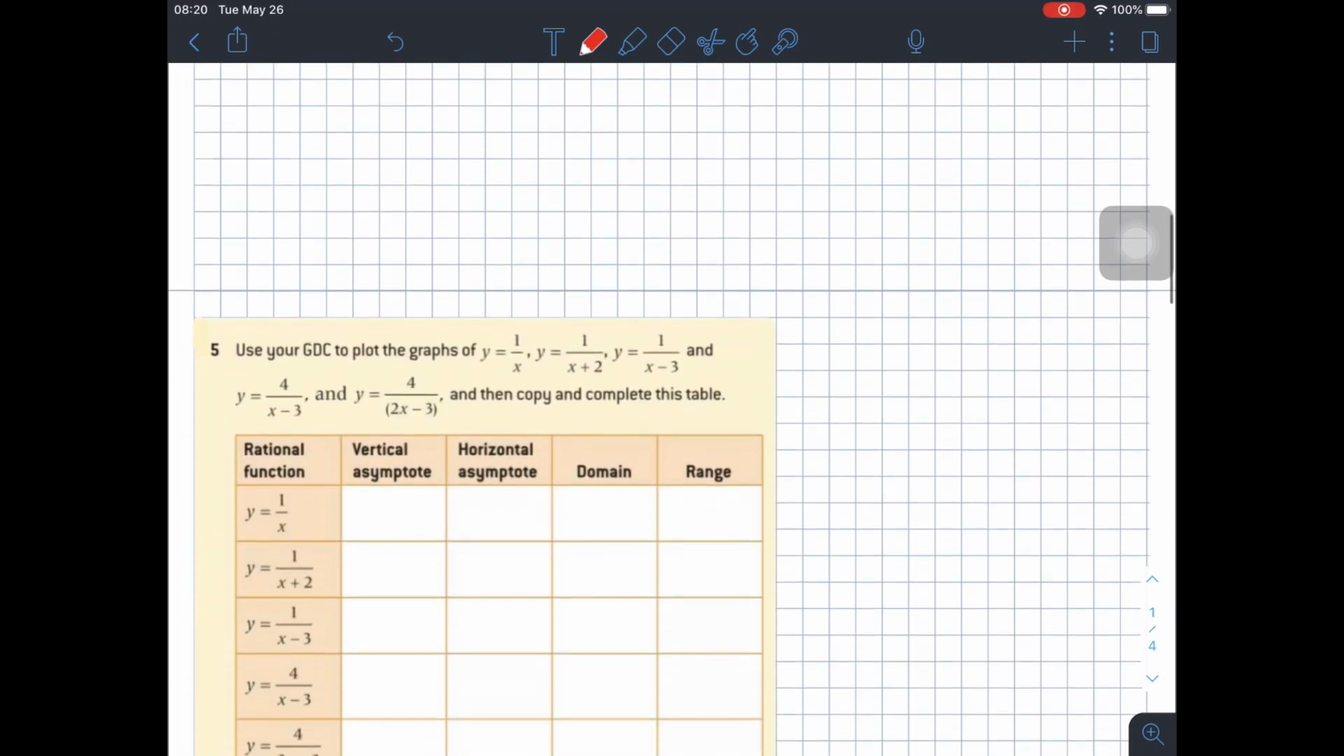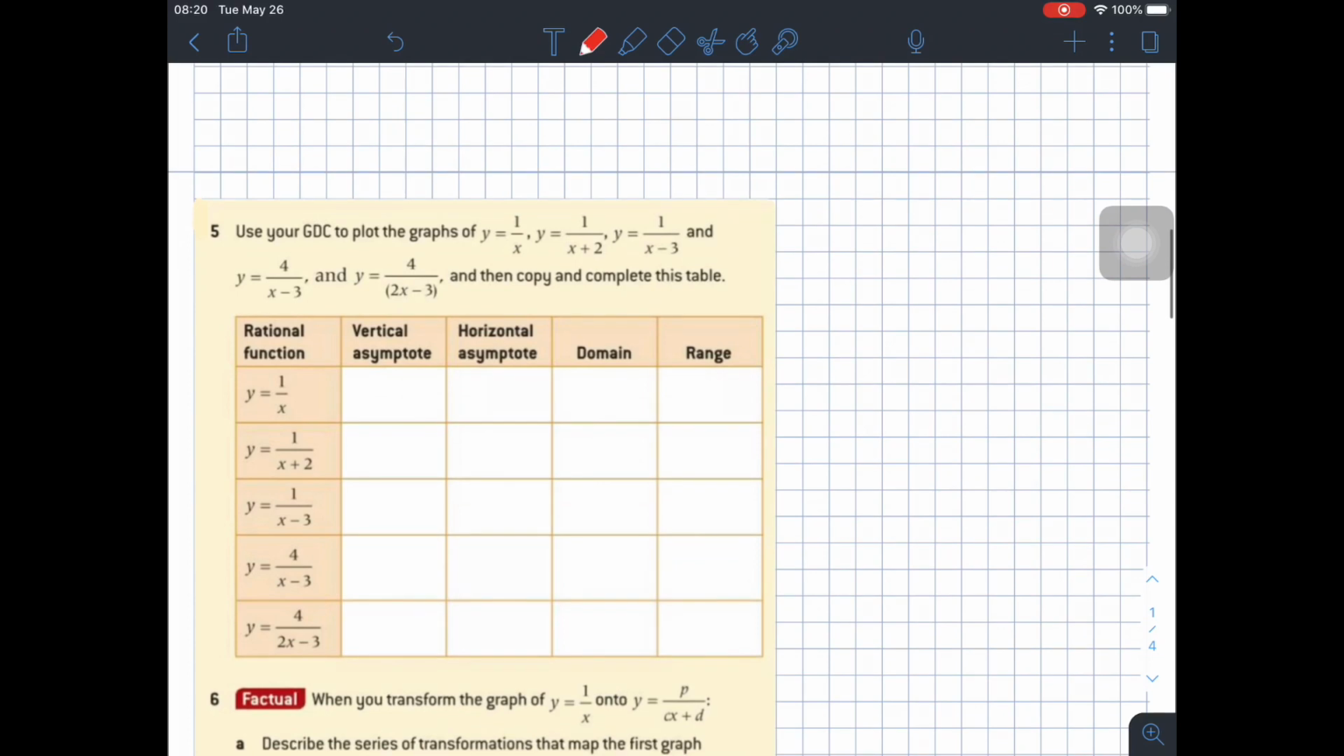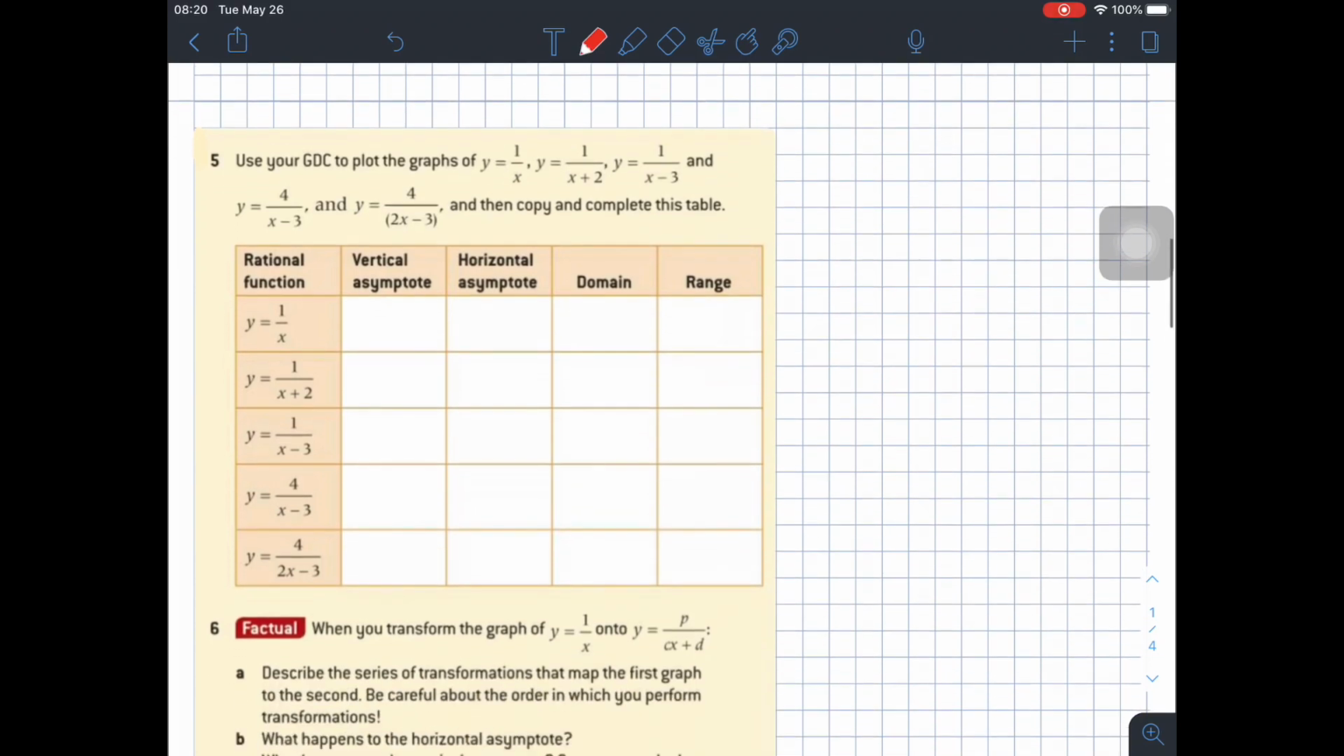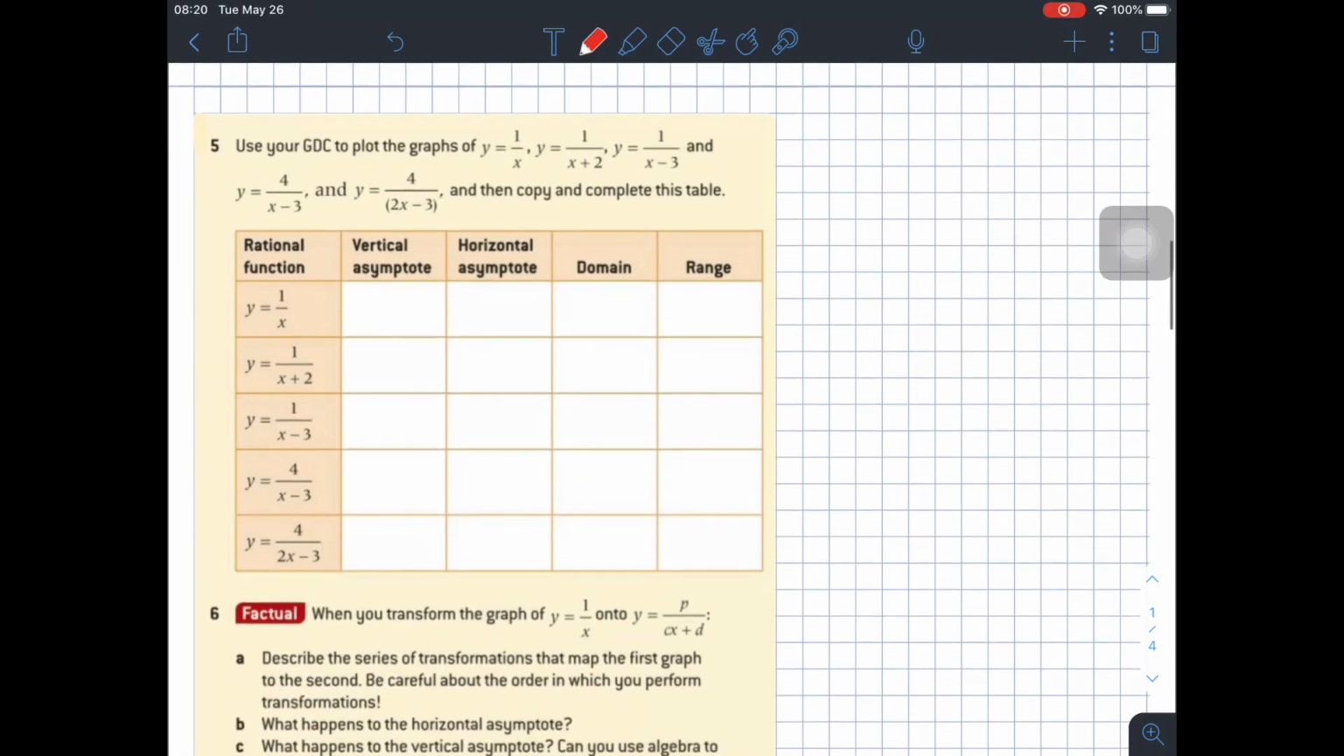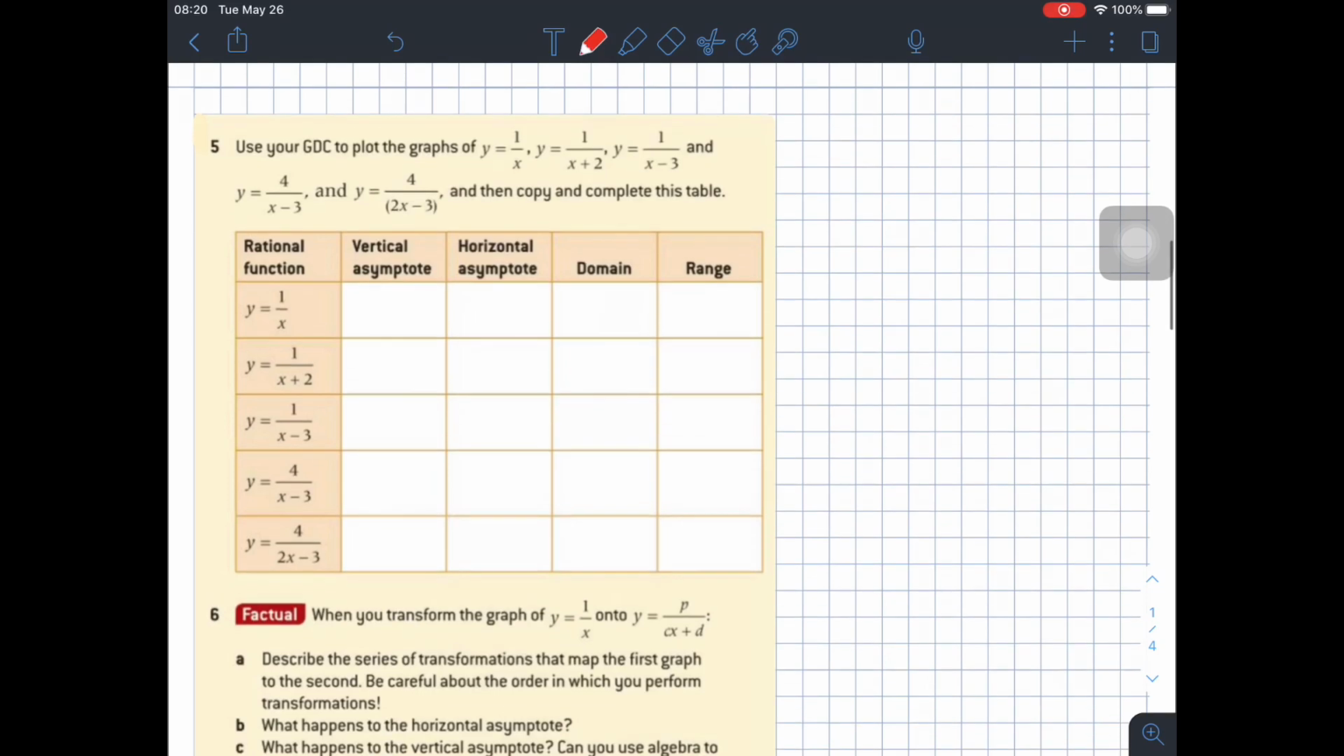Let's move on to our second investigation. Actually, it's a continuation of this investigation, just to see what happens when we apply horizontal transformations. So it says, use your graphic display calculator to plot the graph. So we're going to do the same thing. 1 over x, 1 over x plus 2, 1 over x minus 3, and 4 over x minus 3, and this one over here, 4 over 2x minus 3.